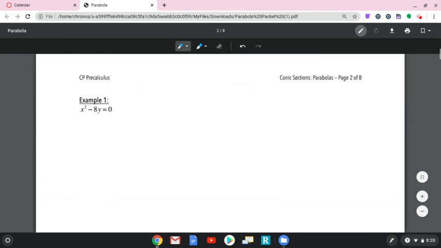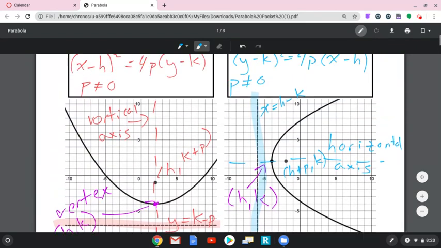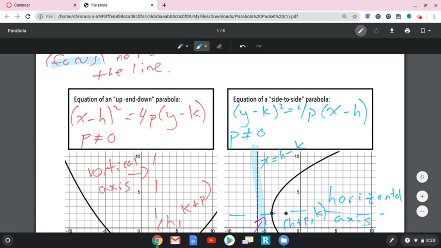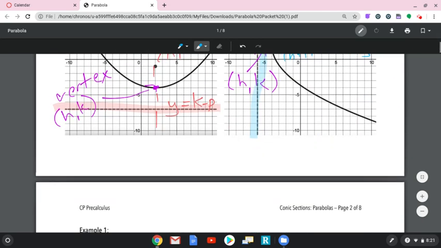Number one thing. The first thing you want to do is identify whether it's opened up or opened down. The easiest way to do that first is see what's being squared. X is being squared. So go up here. In which one of these equations is x squared? The up and down has an x squared. In the side to side, y is being squared. So what I want to do is keep the x squared on one side and move my y terms to the other. So let's take a look at that.